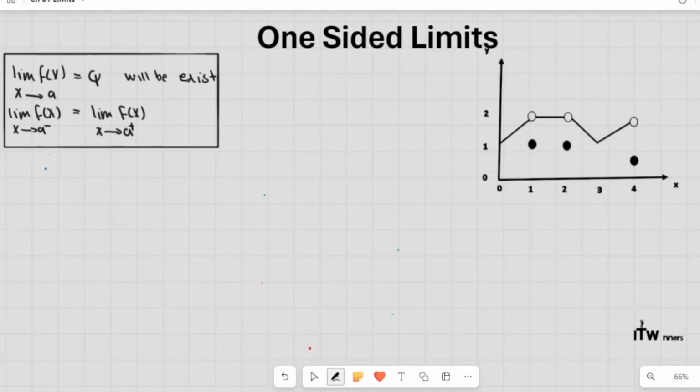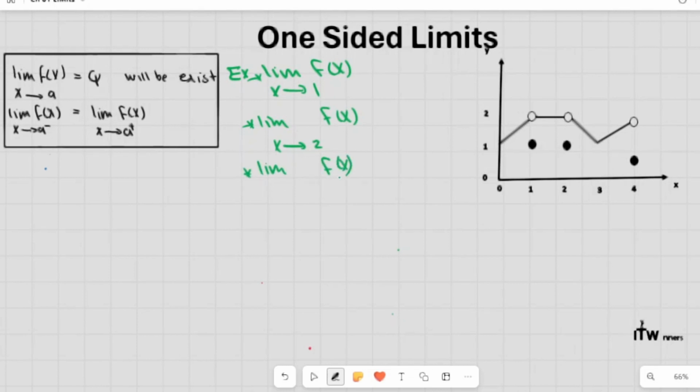Okay, another example here. We are asked to find the limit of f of x when x approaches 1, the limit of f of x when x approaches 2, and here the limit of f of x when x approaches 3. Last one, the limit of f of x when x approaches 4 negative.